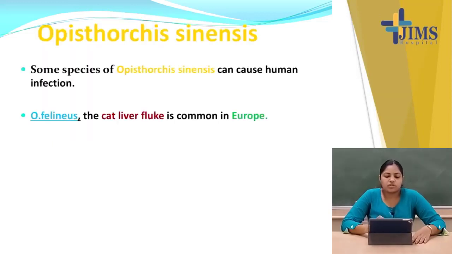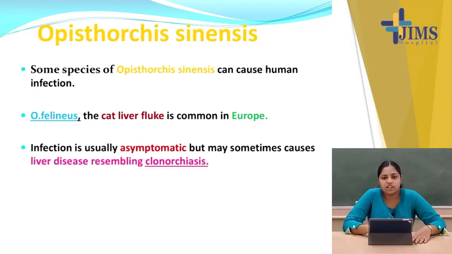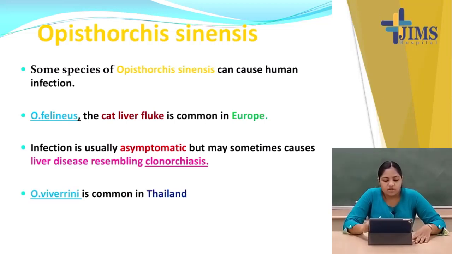Some species of Opisthorchis can cause human infection, and Opisthorchis felineus is also called the cat liver fluke, which is commonly seen in Europe. Infection is usually asymptomatic and sometimes causes liver disease which resembles Clonorchis sinensis. One more species of Opisthorchis is viverrini, which is commonly seen in Thailand. All these cause the same infection as Fasciola hepatica.